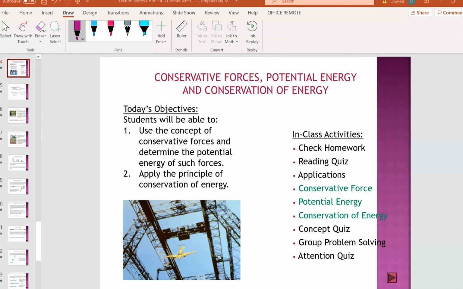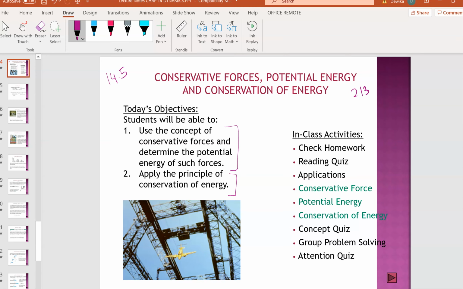Welcome back. Now we are going to go to chapter 14.5, from your textbook page 213. We're going to look at conservative forces and potential energy in this chapter. So what is the objective? At the end of the day, you'll be able to use the concept of conservative forces, determine the potential energies of such forces, and apply the principle of conservation of energy.